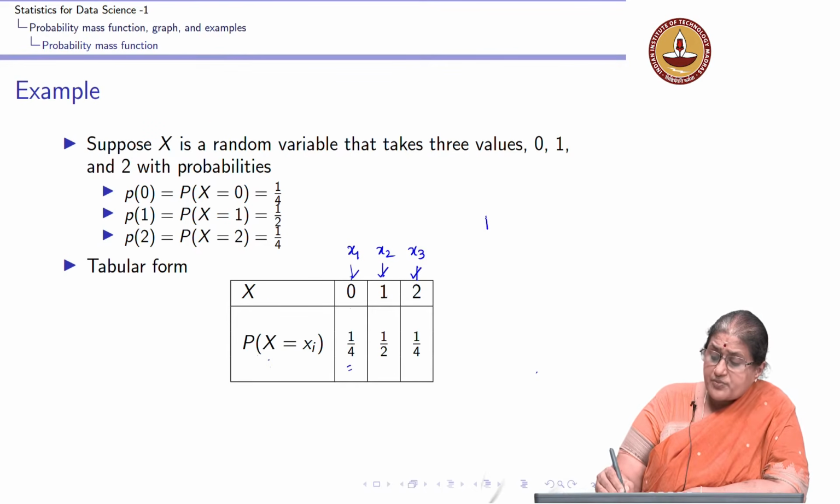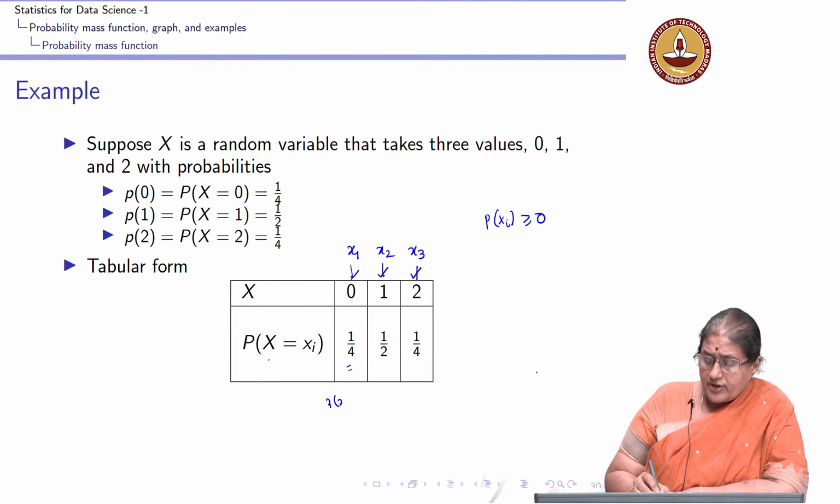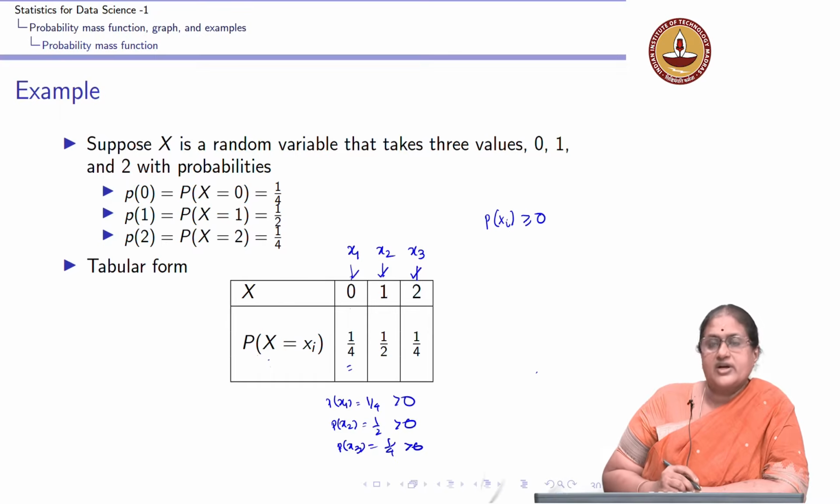So, what is the first property I need to see? Probability of xi is greater than or equal to 0. I know probability of x1 is 1 by 4. This is greater than 0. Probability of x2 is 1 by 2, which is greater than 0. Probability of x3 is 1 by 4, which is also greater than 0.